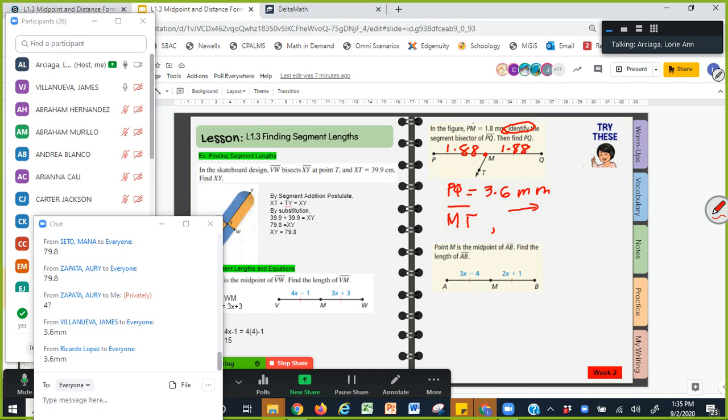It could also be a ray MT. And it could also be point M. We can't use a line because it did not extend in the other direction. Thank you, James.